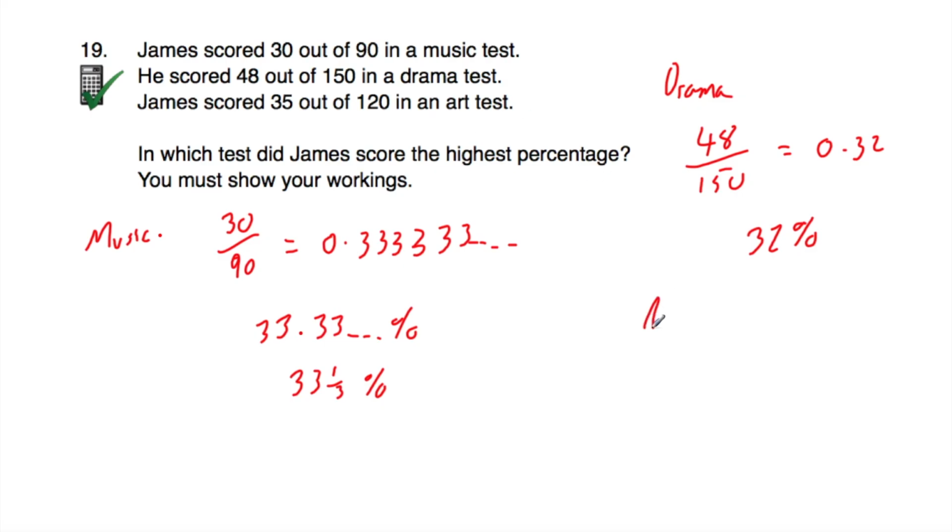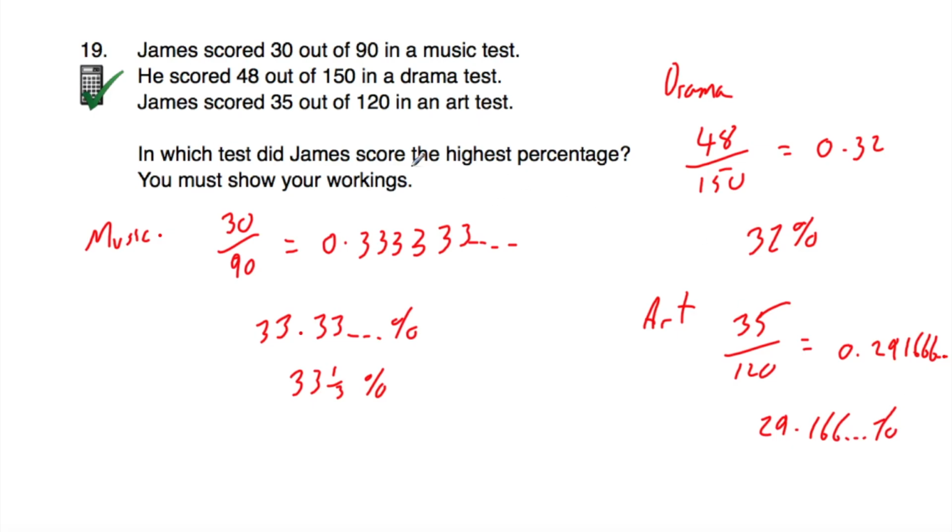And then in art, James scored 35 out of 120. To change that from a fraction to a decimal, we do 35 divided by 120. That's equal to 0.291666 and so on. So if we change that to a percentage, that's going to be 29.166 and so on percent. And that's it. So we've got them all as percentages.